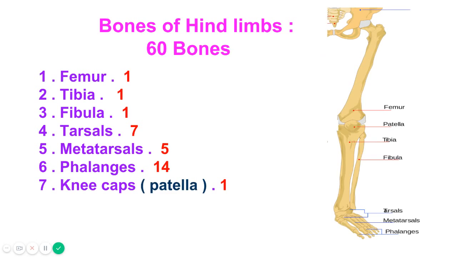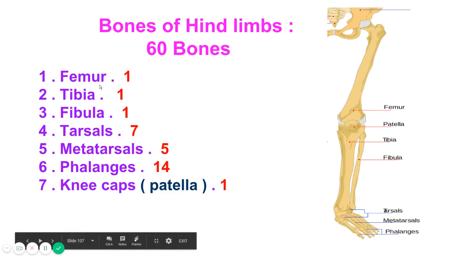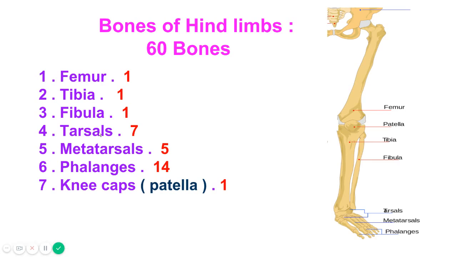Now the bones of the hind limbs, that is leg, you can see in each leg there is a femur, tibia, fibula, tarsals, metatarsals, phalanges, and kneecap, which is also known as patella. This is patella. This is the kneecap. It's a very important bone, kneecap.